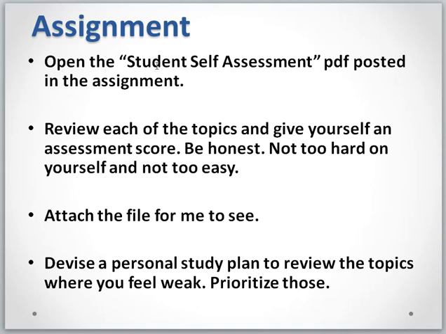Now, like I said, I want you to do a little self-assessment. I've got a PDF that's posted there with all the topics. I want you to give yourself a rating, and then send that back to me. And again, don't be too hard on yourself. Don't be too easy on yourself. Then I want you to work on devising your own personal study plan.